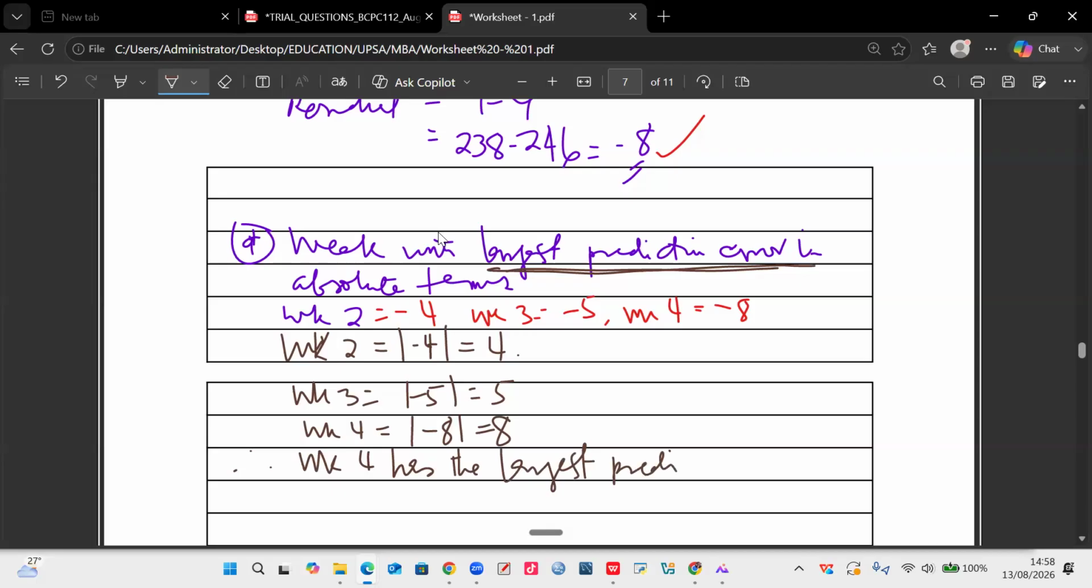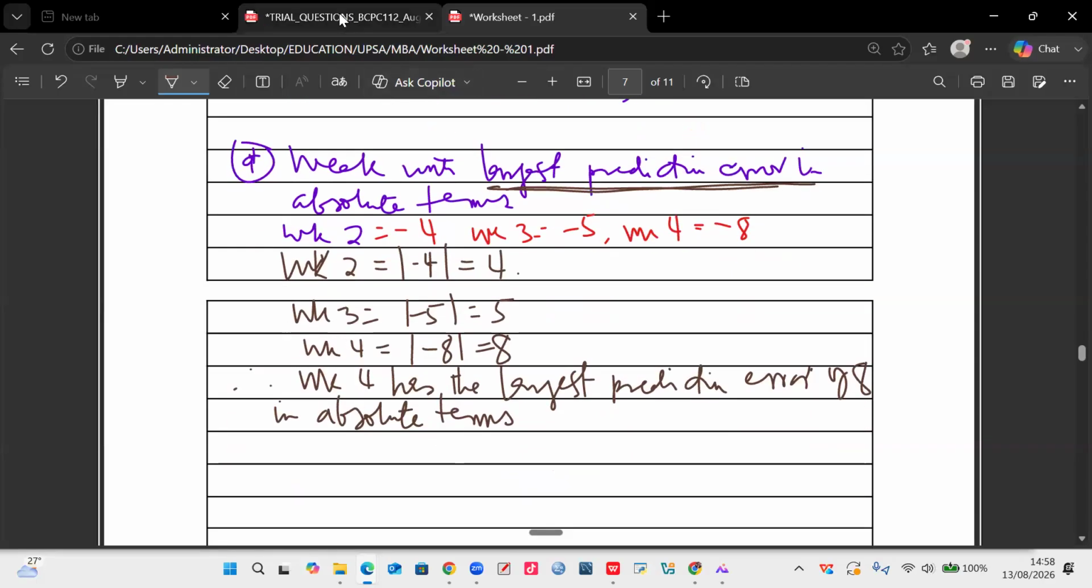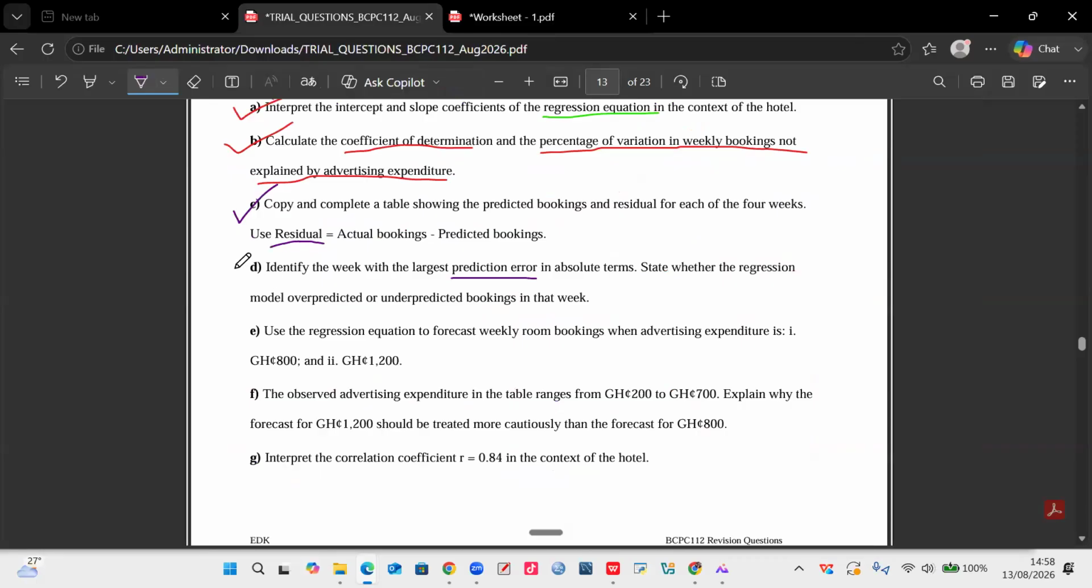Therefore, week 4 has the largest prediction error of 8 in absolute terms. Are you good? Yes. We are done.